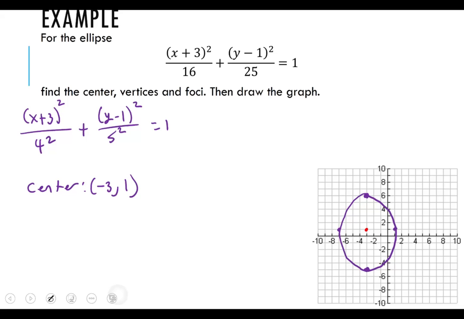Alright, so let's write this out. What are my vertices? Well, since 5 is my A, and I move up from the center a distance of 5, I can just write in the vertices that I found.